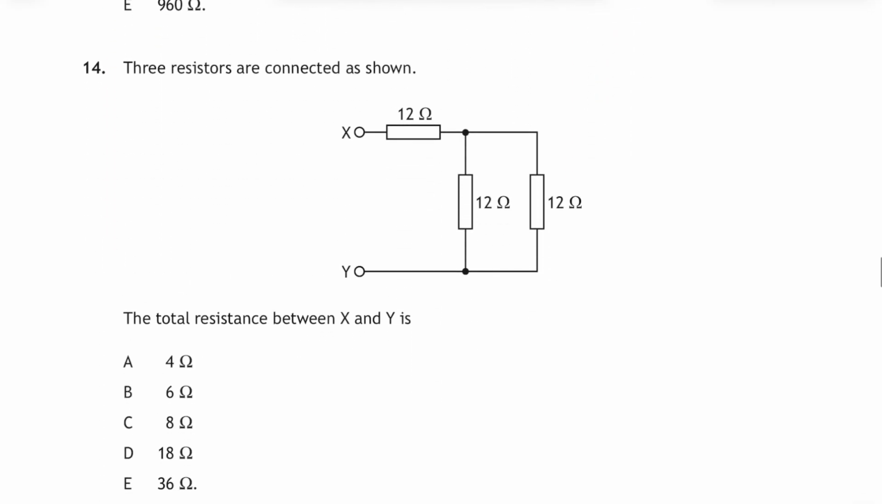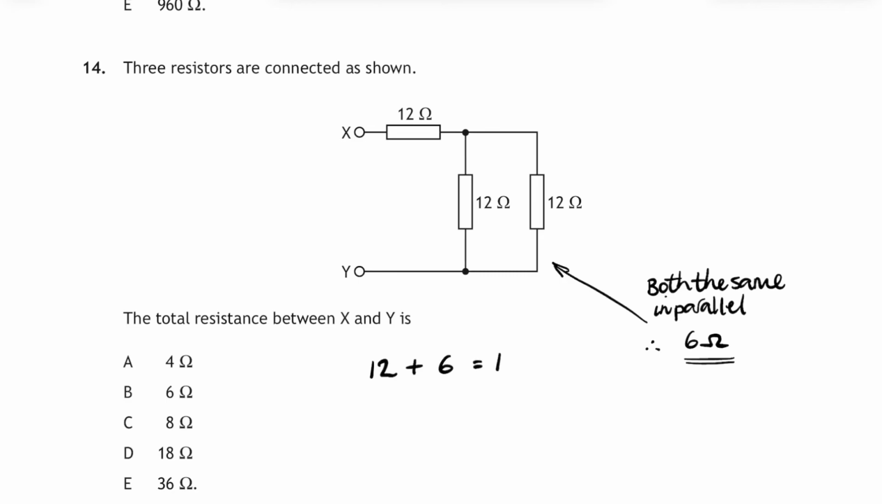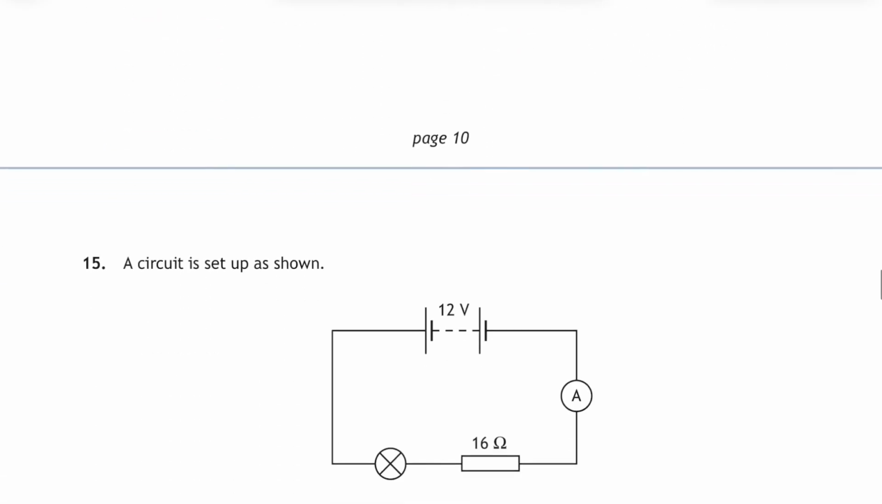Question 14. 3 resistors are connected as shown. They're all 12 ohms, and one 12 ohm resistor is in series with two 12 ohm resistors in parallel. And the wee trick here is that if the resistors are both the same in parallel, then the total is half of one of them. So the total of the two 12 ohm resistors in parallel is 6 ohms. And then all we have to do is add that to the 12 ohm resistor at the top there. So 12 plus 6 is 18 ohms, that's 14D.